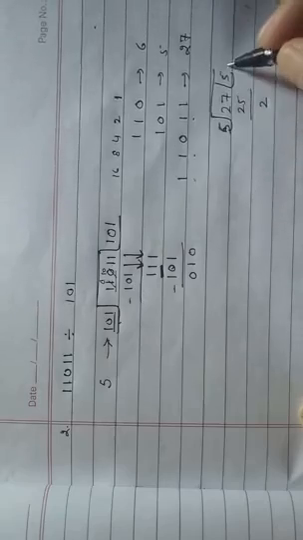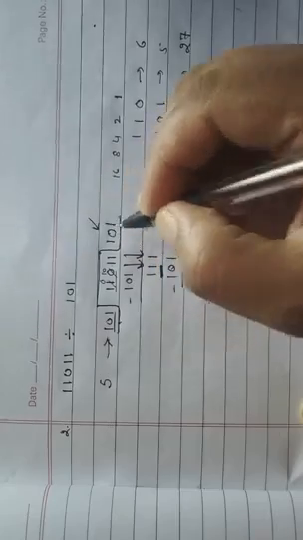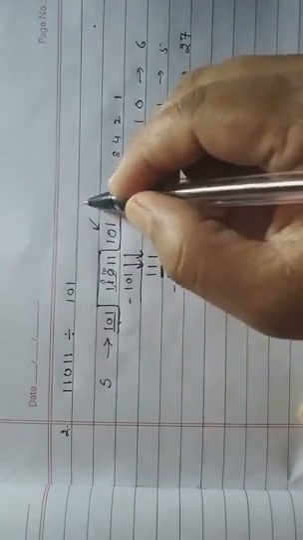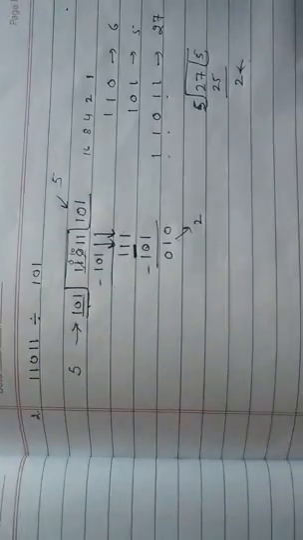Okay, 2. So the quotient must be 5. Now let's check. 101 is the binary of 5 and the remainder should be 2. 10 is binary of 2. Means the answer is correct. So in this way you can perform binary division.